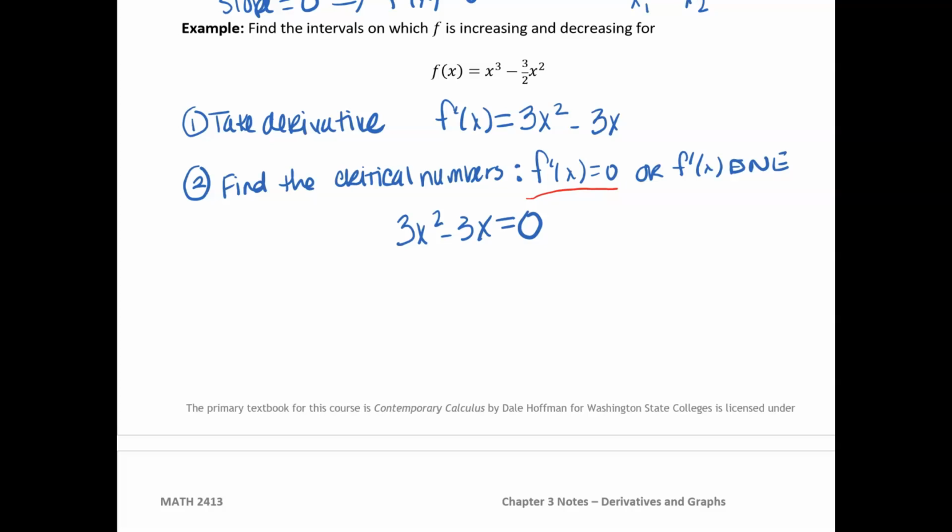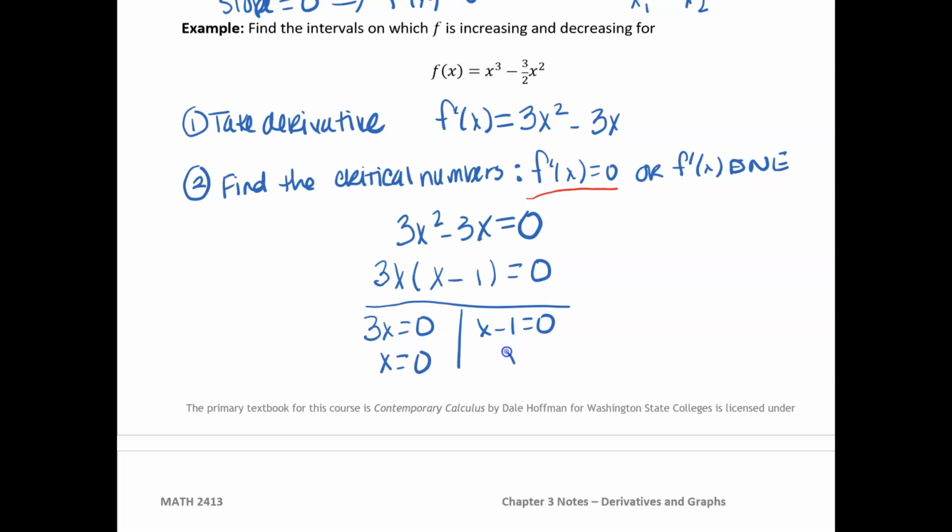So if I'm looking at that derivative equals 0, I'm going to factor. So I take out the GCF of 3x. That leaves me with x minus 1 equal to 0. Then, now that I have my zero property, I can say 3x is equal to 0, which gives me x to be 0. x minus 1 is equal to 0, which gives me x to be 1. And then those two values right there are my critical numbers.